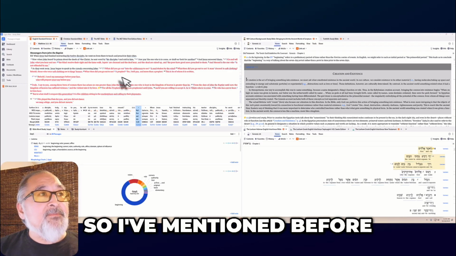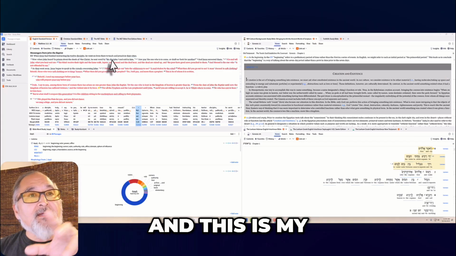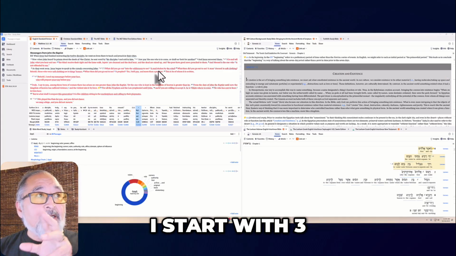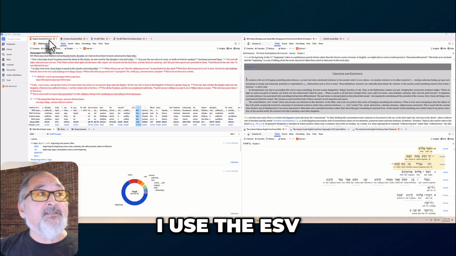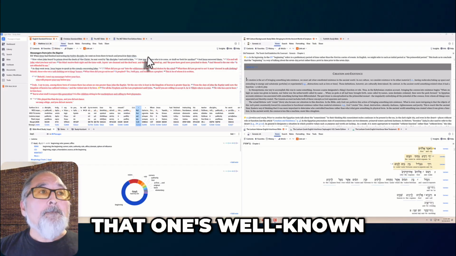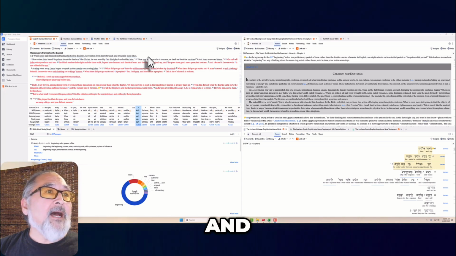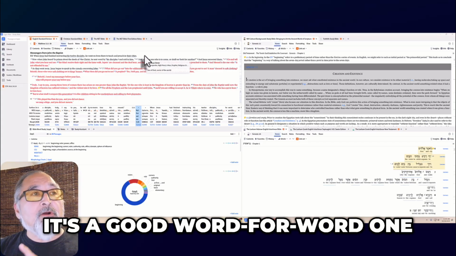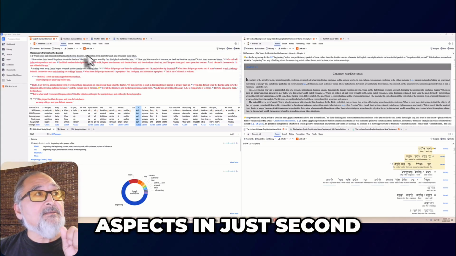So I've mentioned before that in terms of my Bible study, and this is my standard Bible study screen, I start with 3 basic English translations. I use the ESV. That one's well known. Most people know that one. They have access to it. And I like it because it's a good word for word one. We'll talk about what that means in terms of the Bible study aspects in just a second.